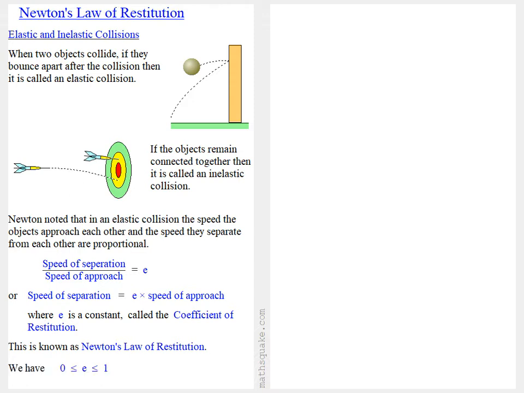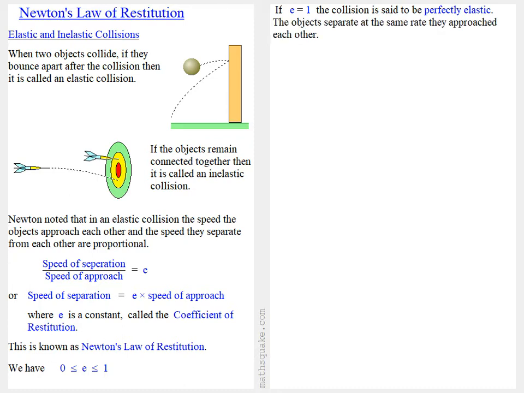Note, we have e lies between 0 and 1. If e equals 1, the collision is said to be perfectly elastic. The objects separate at the same rate they approach each other.